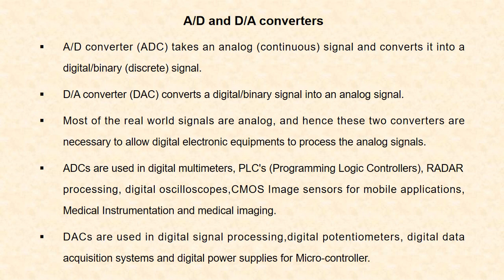Going to see about analog to digital and digital to analog converters. An analog to digital converter takes an analog signal, that is continuous signal, as the input and converts it into a digital or binary signal which will be in discrete form. Similarly, a digital to analog converter takes digital or binary signal as the input and converts it into an analog signal, that is continuous signal.